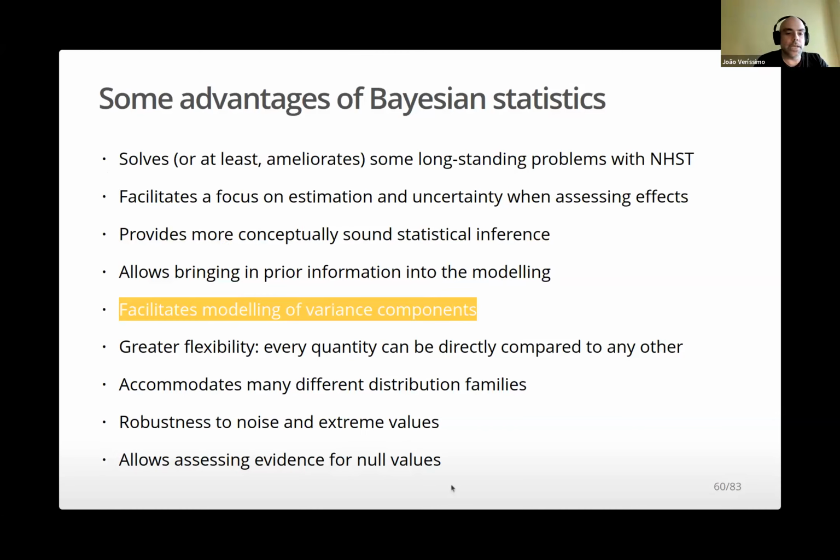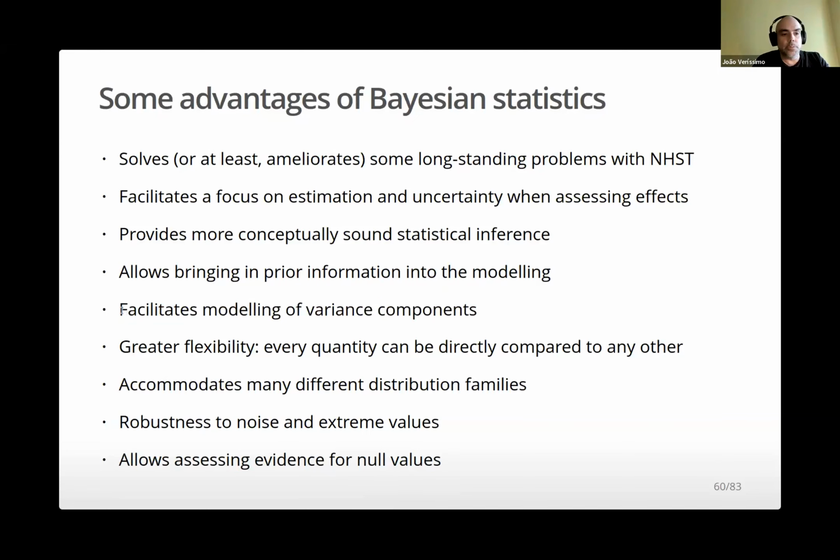There are other advantages here. Bayesian models are very flexible. They accommodate many different distribution families. They are robust to noise and extreme values. I don't really have much to say about that because of reasons of time, but I would like to focus just a little bit on this modeling of the variance components.